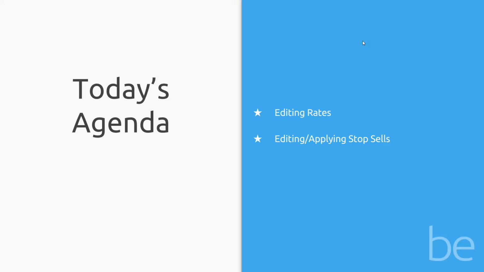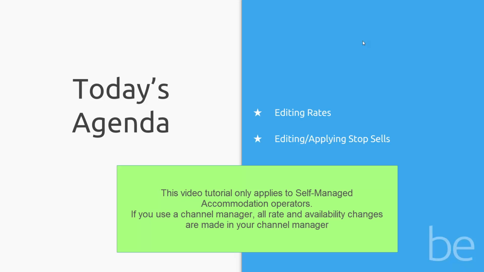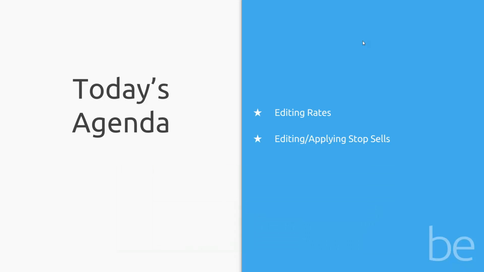Terrific. Well, let's get started with today's video tutorial. I'll be looking at two areas today, editing rates, and then I'll move on to a similar stream to do with stop sells, editing and applying these. Now please note, if you are using a channel manager which connects to Bookeasy or a PMS which connects via Res Online, all of your rate, stop sell and availability changes will be managed via your channel manager program. This video tutorial is relevant to self-managed accommodation providers only.